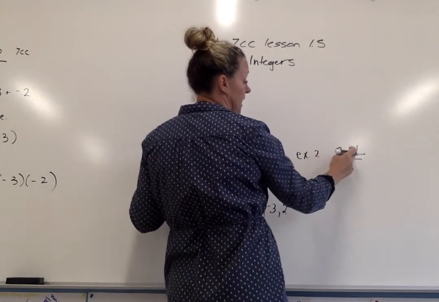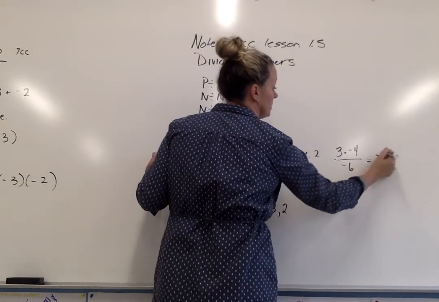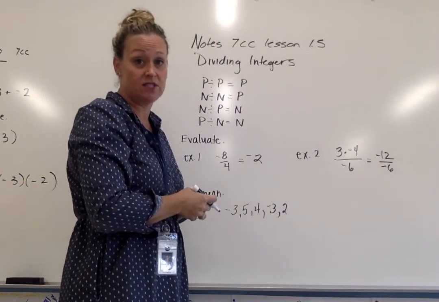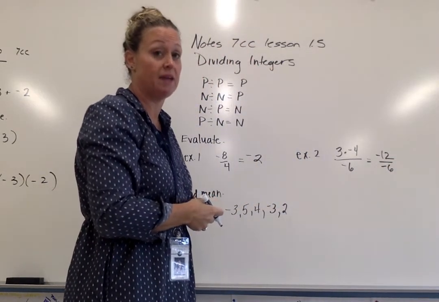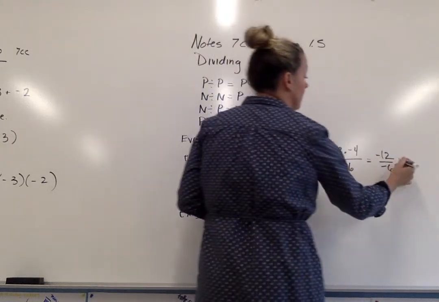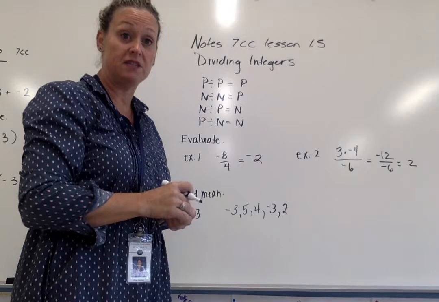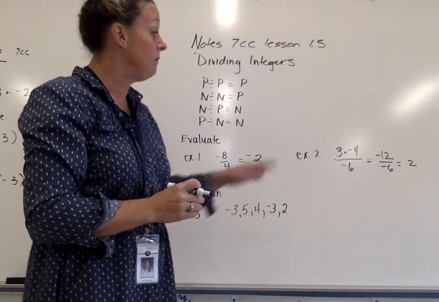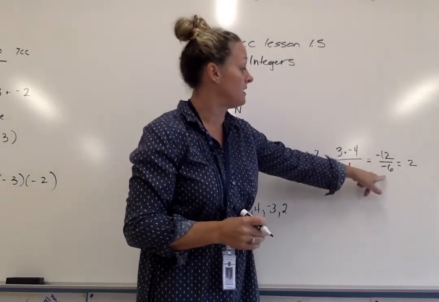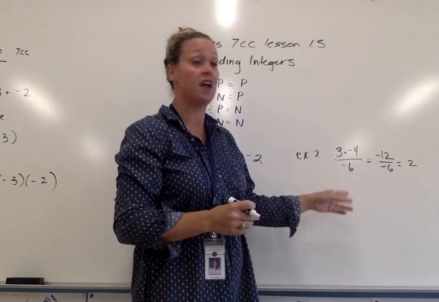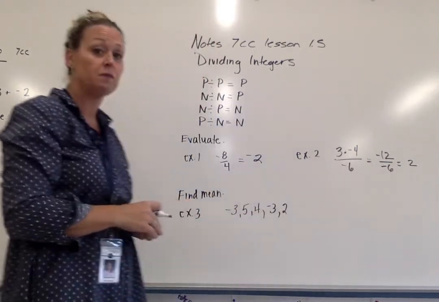In example 2, you have to do multiplication and division. So I have 3 times negative 4, which is negative 12, and I have negative 12 divided by negative 6. Negative 12 divided by negative 6 ends up being positive 2, because two negatives when being divided end up being a positive, because 12 divided by 6 is 2. The opposite of 2 is negative 2, and the opposite of negative 2 is 2.